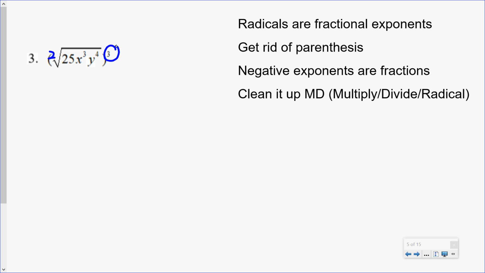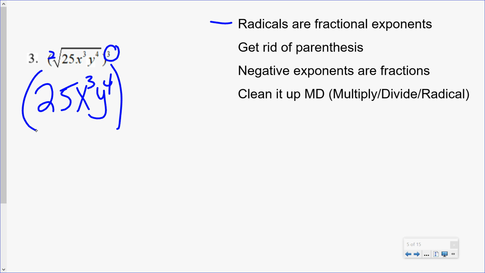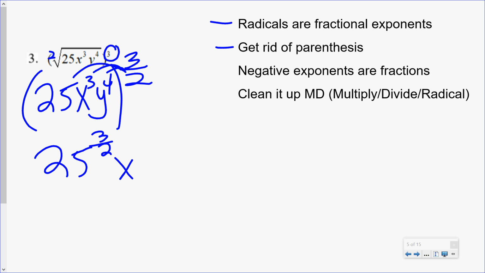Now that you tried number 3 on your own, radicals are fractional exponents. I take what's inside the radical, I put it in parentheses. The fractional exponent is the power over the root. Get rid of parentheses. Everything inside gets it. 25 to the 3/2. X, 3 times 3 is 9/2. Y, 4 times 3 is 12/2, which is 6.